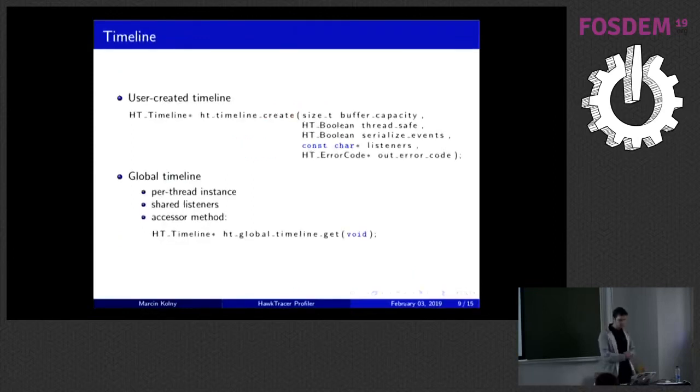Timeline. Basically, most of the time, we are using the global timeline. And the global timeline is not actually a single timeline, it's a timeline per thread. So we don't have to lock everything every time we push something to that timeline. But it shares the listeners. So if you register a listener to one of the timelines in one of the threads, you will automatically register it for all the other threads for the global timeline. If you really need to create your own timeline, you can do that. But as I said, it's a very, very uncommon use case. So I just recommend you to use the global timeline, and to access it, just call ht_global_timeline_get. It will return a pointer to that timeline.